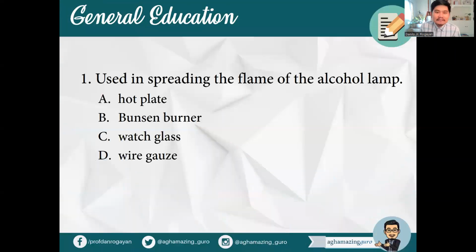So let's start. First question. Used in spreading the flame of the alcohol lamp. A. Hot plate. B. Bunsen burner. C. Watch glass. D. Wire gauze. What do you think is the answer? Of course, that is wire gauze.